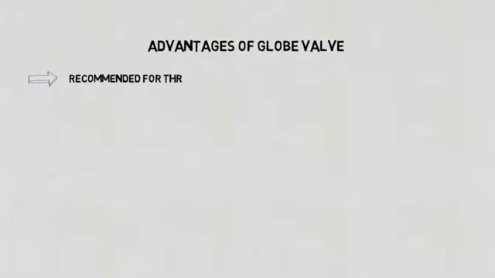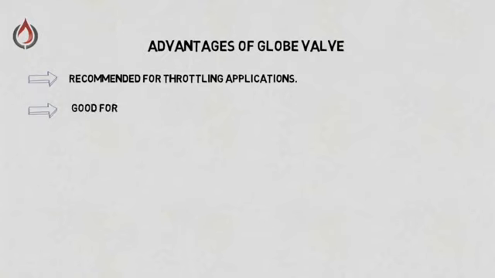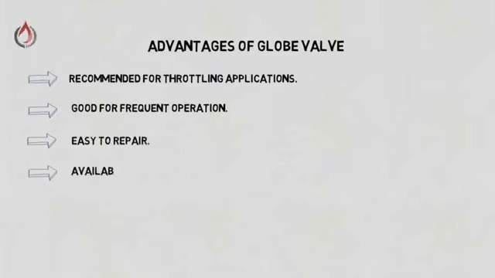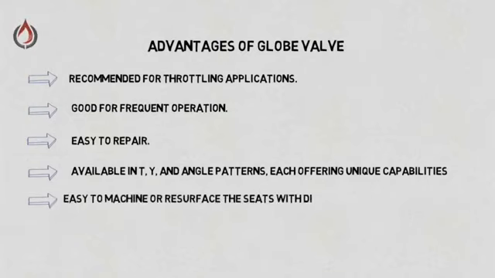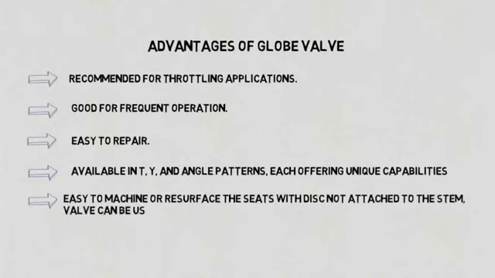Let's talk about some advantages of globe valve. Globe valve is recommended for throttling application. It is also good for frequent operation. It is easy to repair. It is available in Z, Y and angle pattern, each offering unique capabilities. It is easy to machine or resurface the seats when the disc is not attached to the stem. The valve can be used as a stop check valve.